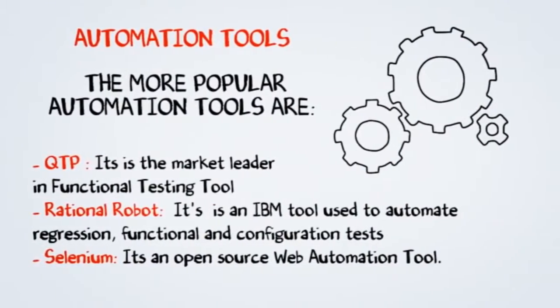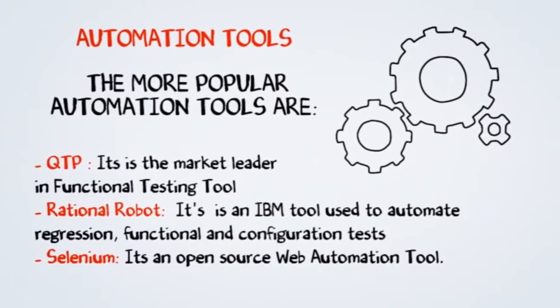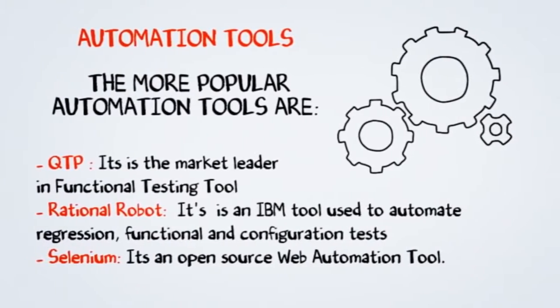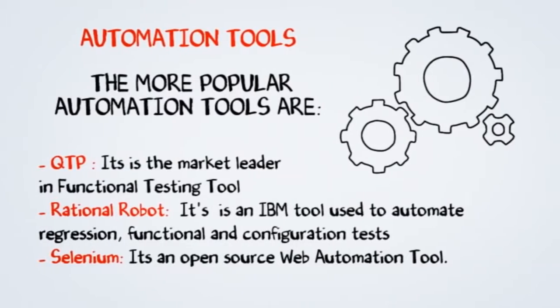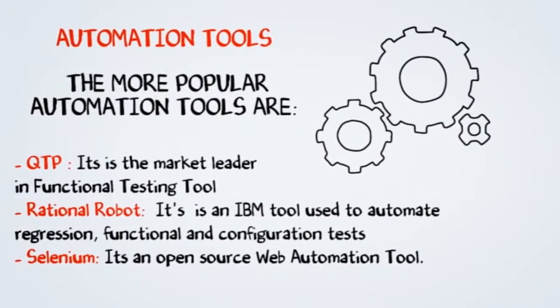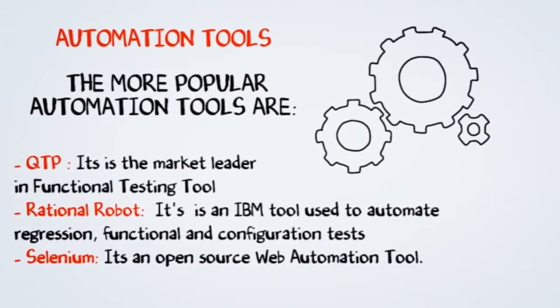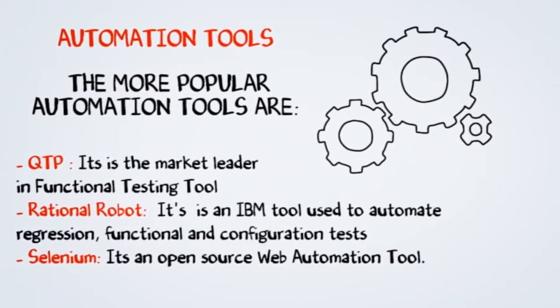Automation tools. The more popular automation tools are QTP. It's the market leader in functional testing tools. Rational Robot. It's an IBM tool used to automate regression, functional, and configuration tests. And Selenium, which is an open-source web automation tool.